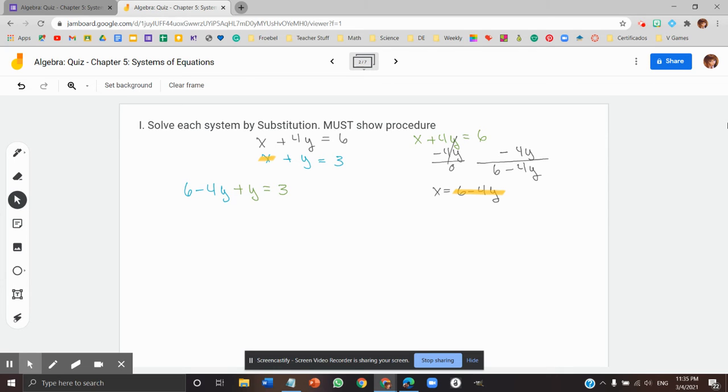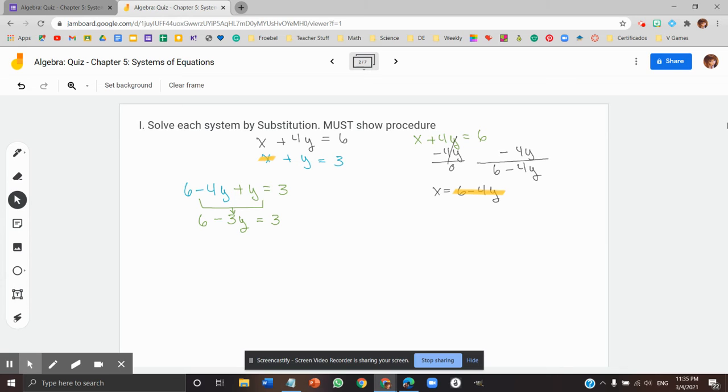Now I do have equal terms here. It's negative 4y plus y. How much is negative 4y plus y? Well, they are different signs, so I have to subtract them, and the bigger one is going to stay with the sign. So this is going to be negative 3y. This is going to take the 6. I'm going to put it down, and everything else is going to go down.